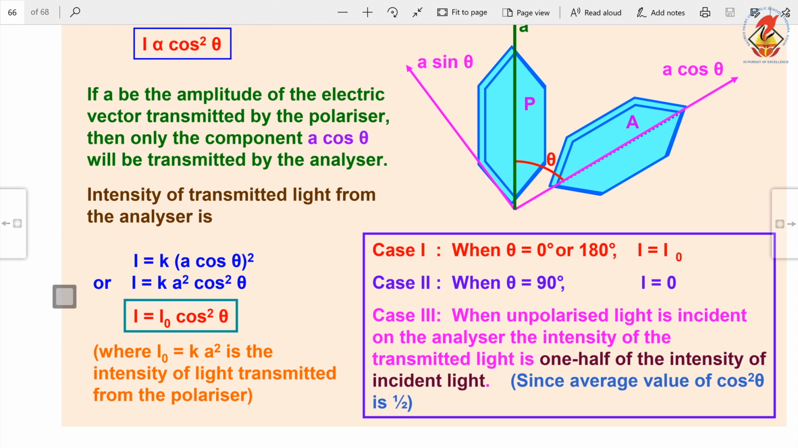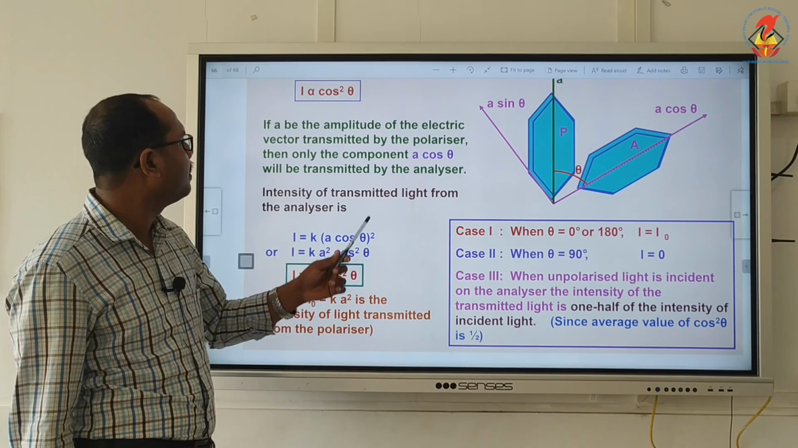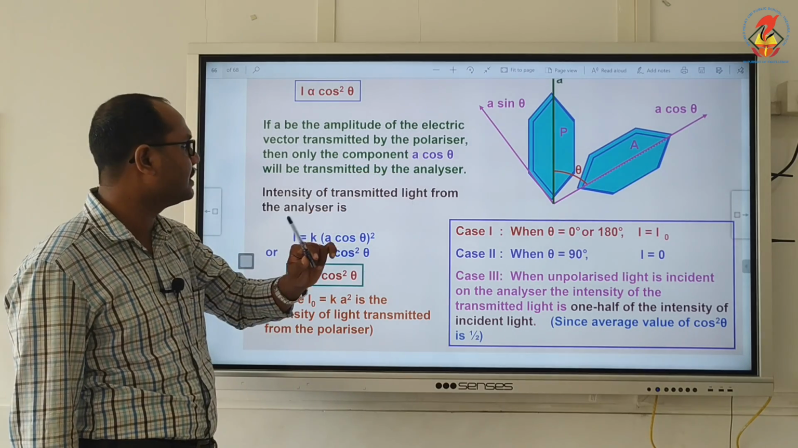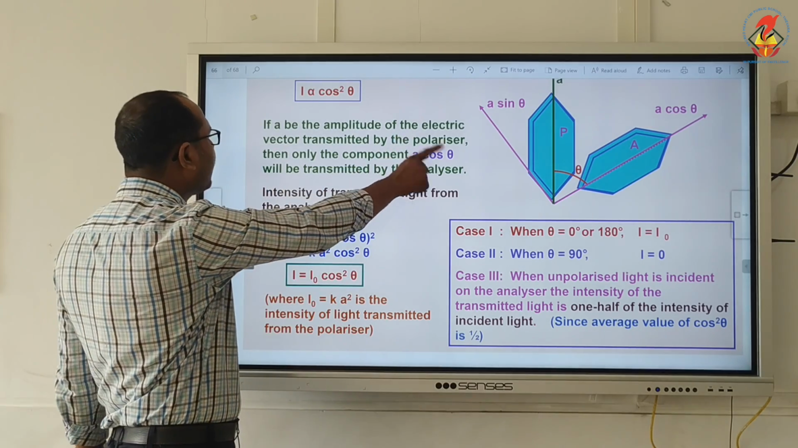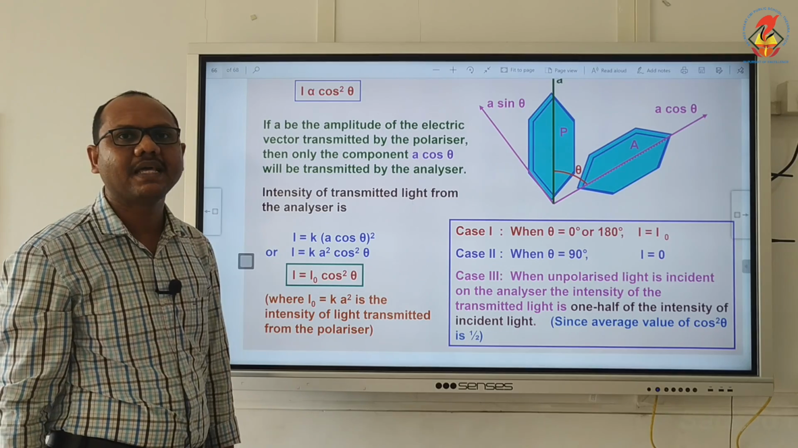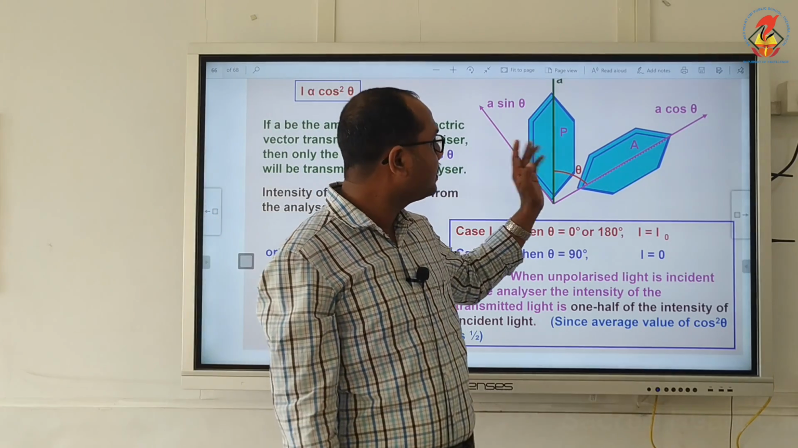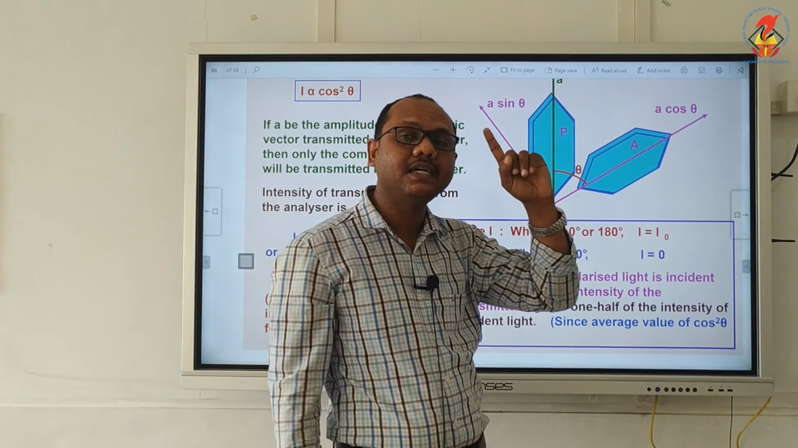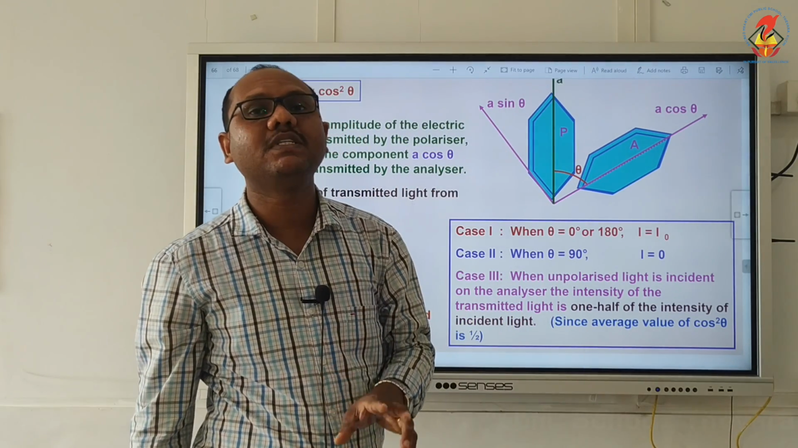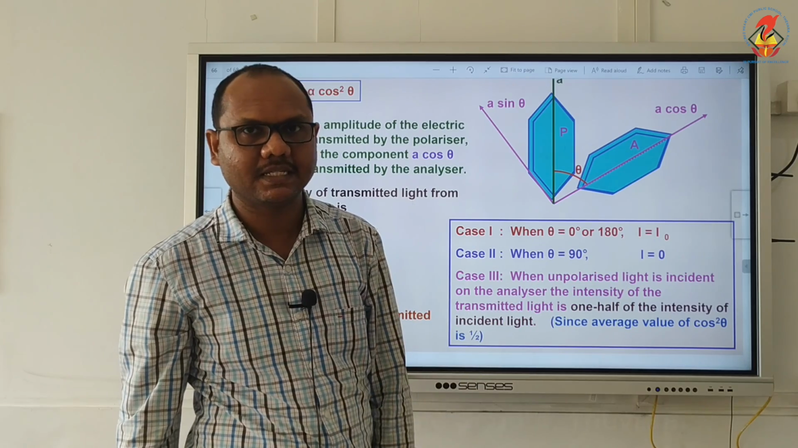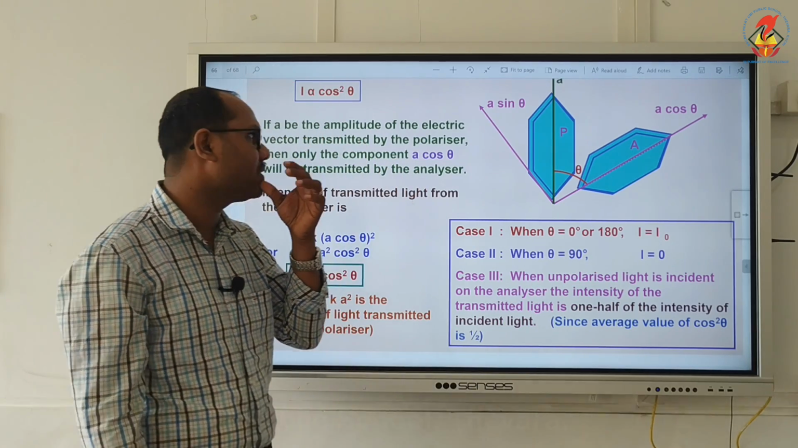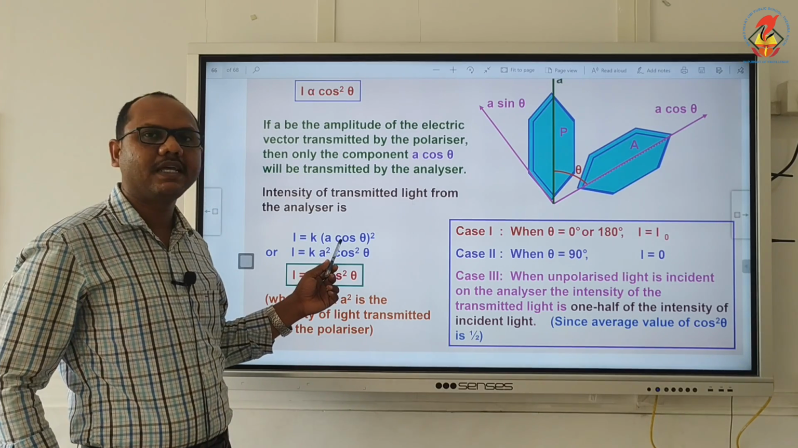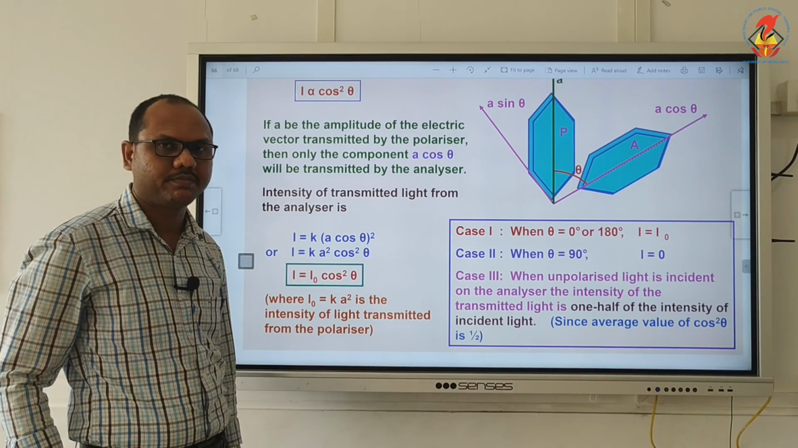Now why am I taking a cos theta? Because a is the amplitude of the electric vector transmitted by the polarizer. Then only the component a cos theta will be transmitted by the analyzer. A cos theta is actually the parallel component. A sin theta is the perpendicular component which cannot be transmitted by the analyzer. So only a cos theta will pass through the analyzer. That is why we are taking only the cos component of the vibration.